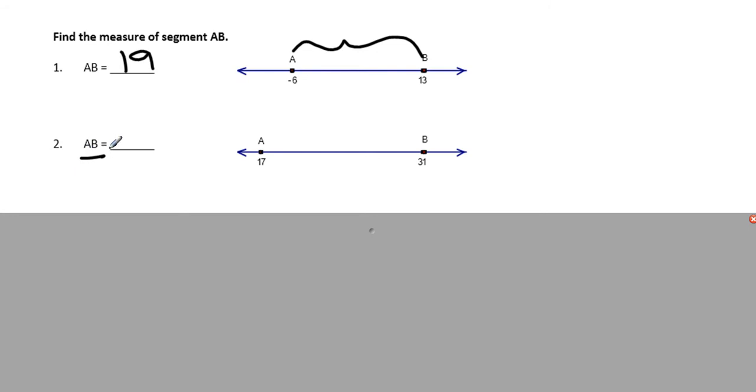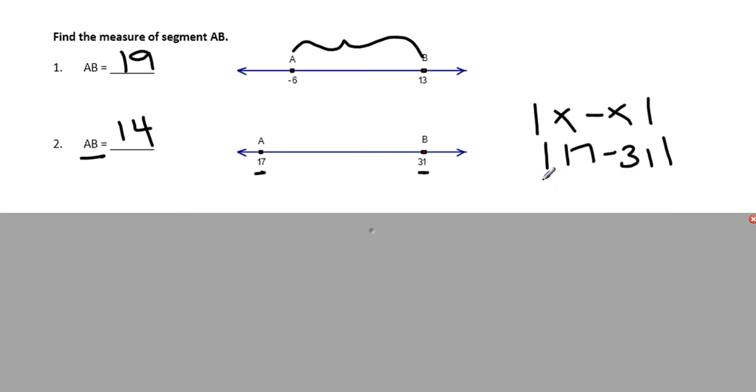Alright, so now you try number 2. Remember, we want the absolute value, or the distance away from 0, that happens between 17 and 31. So go ahead and pause the video and take a second to figure out what the length of AB is. Okay, and you should have gotten 14. Could have done it two ways. Remember, you're just subtracting your x values. You can do 17 minus 31, or you can do the absolute value of 31 minus 17. Either way, you're going to get 14 once you take the absolute value.